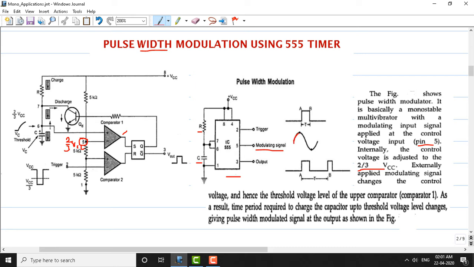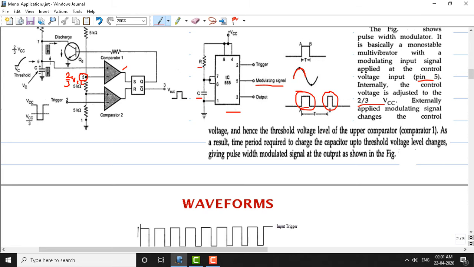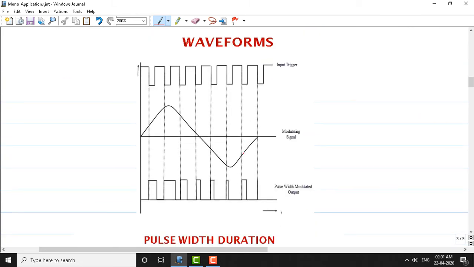For the positive signal, you can observe there is a larger pulse width, and when the signal goes negative, there is a smaller pulse width. These changes in the width of the pulse, depending on the sinusoidal signal we applied, are called pulse width modulation. The width of the pulse changes according to the sinusoidal signal. We can understand this clearly if we go through this waveform.